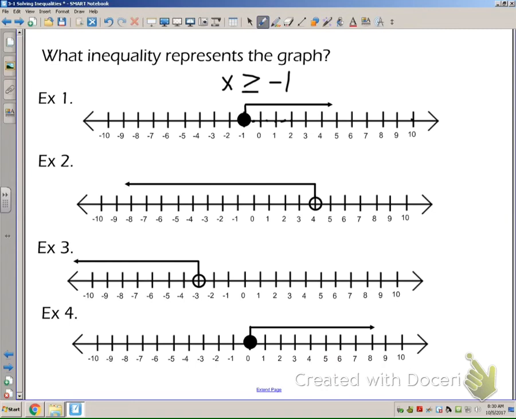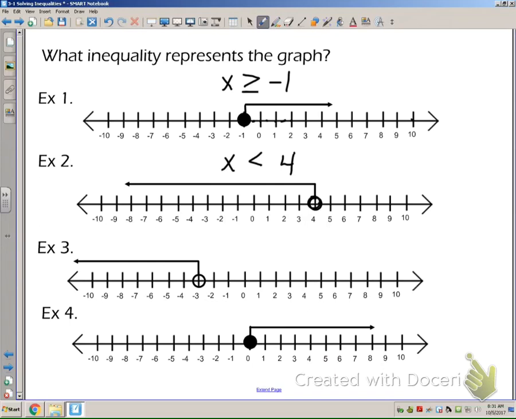Okay, the next one says, let's look at the graph. We're here at 4, but we're not including 4. So we know that we want to start at 4, and we're looking at all the x's to the left of 4. So that would be all the x values smaller than 4. But I don't want to include 4.